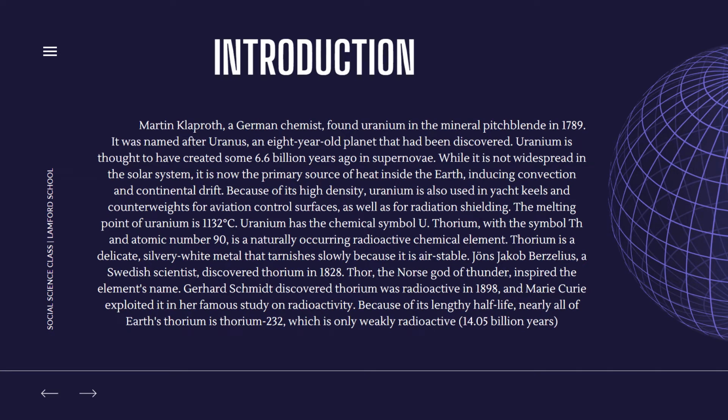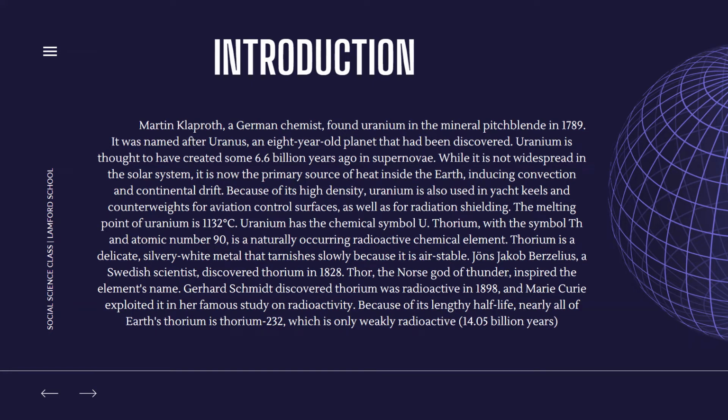Because of its high density, uranium is also used in yacht keels and as counterweights for aviation control surfaces, as well as for radiation shielding. The melting point of uranium is 1132 Celsius. Uranium has the chemical symbol U.